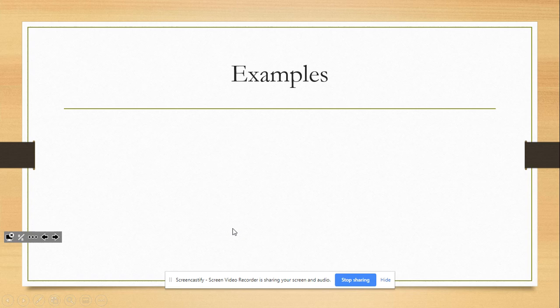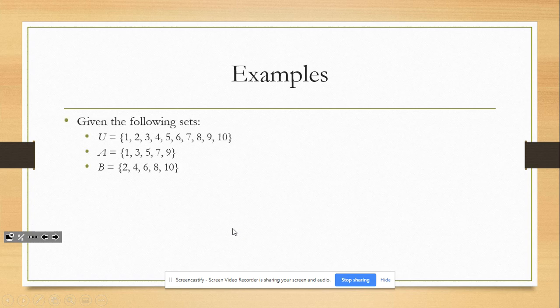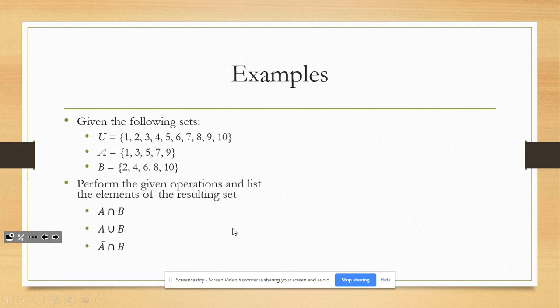Here's some examples for you to try. You're given these sets, the universal set, the A set, and the B set. In these examples, I want you to find the intersection of A and B, the union of A and B, and the intersection of the complement of A and B. Pause the video at this point to give yourself a chance to try them on your own.